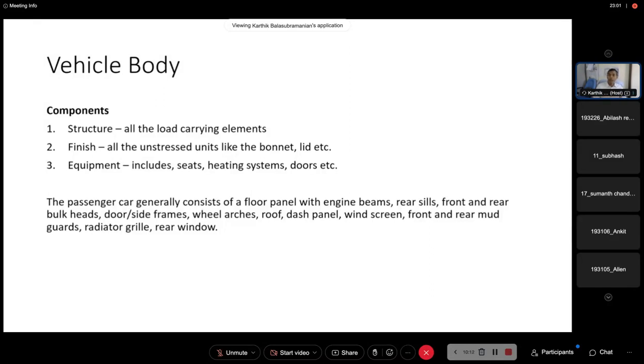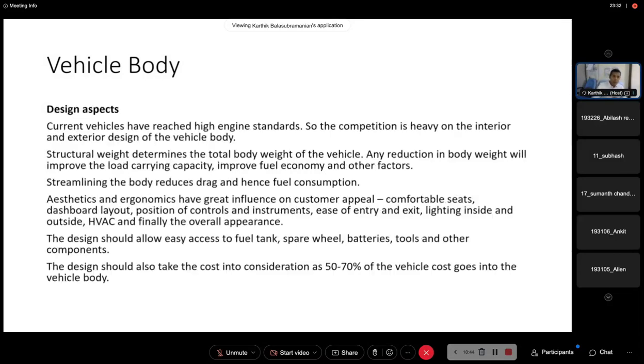So there are different components like that. You should know the terminology if you want to understand the automobile in detail. So what is a dash panel? What's a radiator grille? What are wheel arches? Door side frames? You have to know at least the names of the different components, so that you can look at any diagram of an automobile and remember the names of these different units.